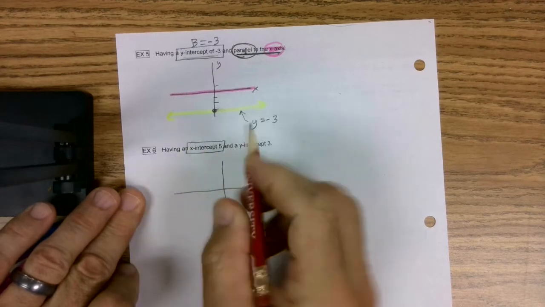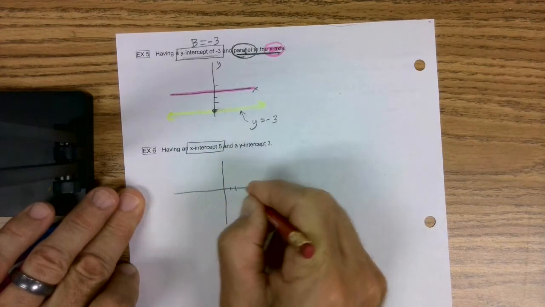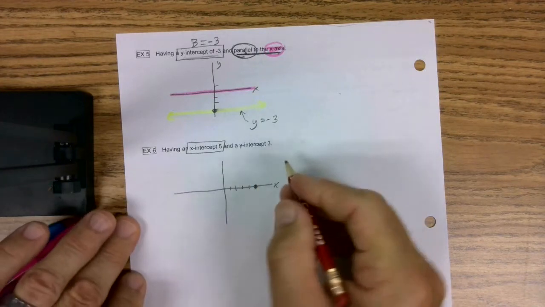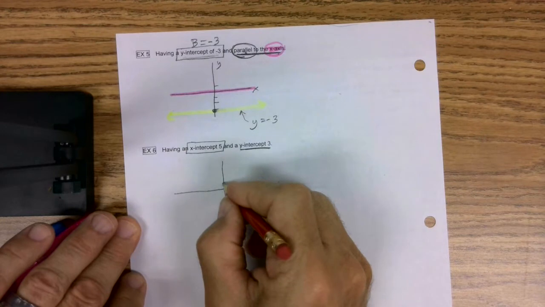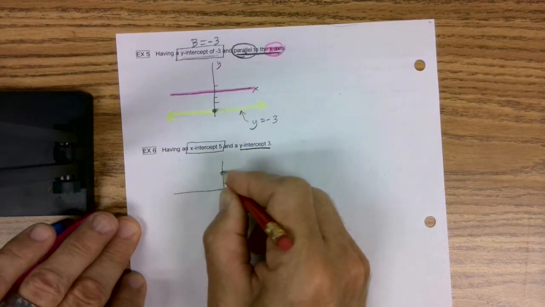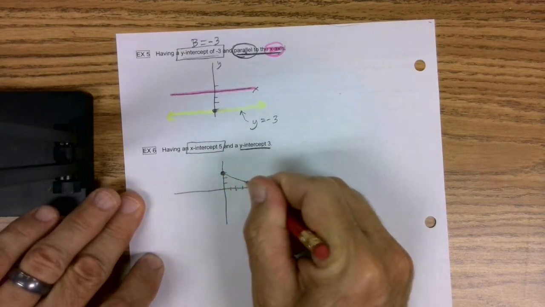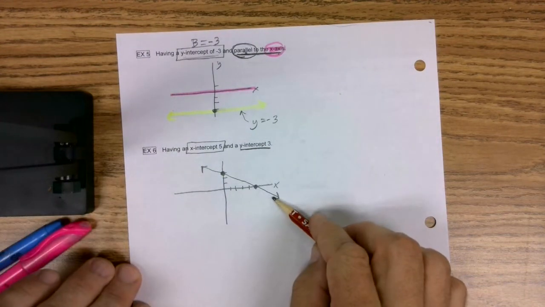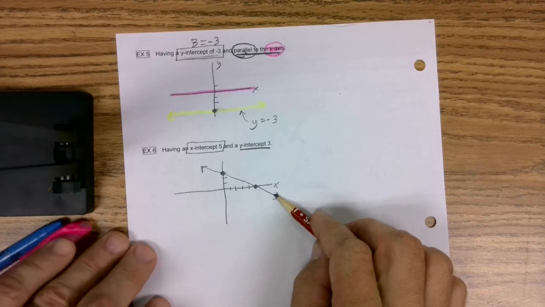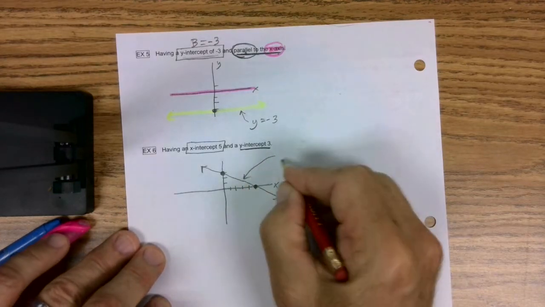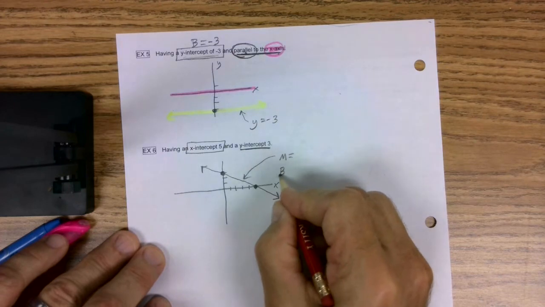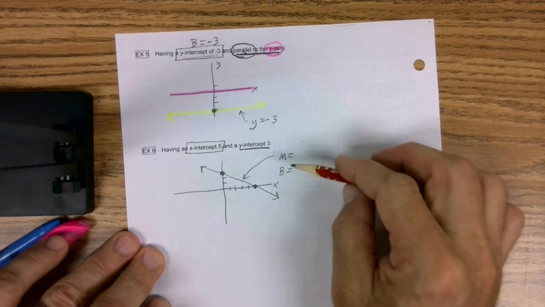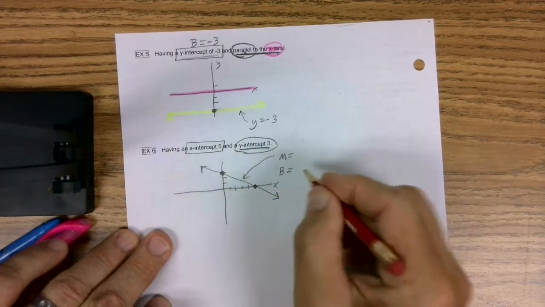X-intercept of 5. 1, 2, 3, 4, 5. Remember, that's my x-axis. And a y-intercept of 3. 1, 2, 3. Now I'm going to go ahead and connect those dots. Captain, obvious question. Is that a vertical line? No. Is it a horizontal line? No. What are the two things I need to know about it? I need to know the slope, and I need to know the y-intercept. Have either of these been gifted to me? Yes. My y-intercept is 3.